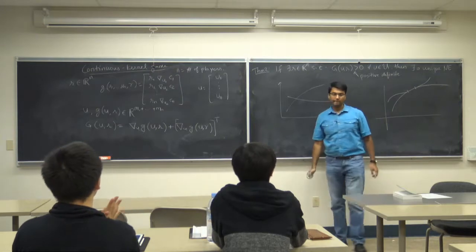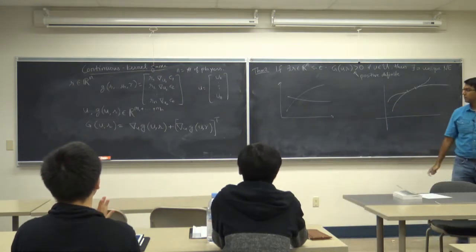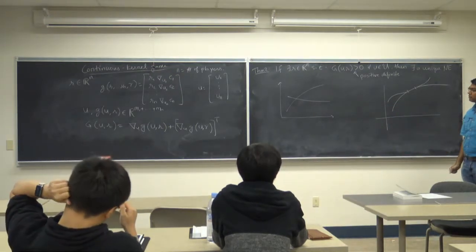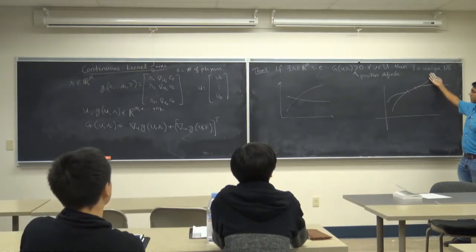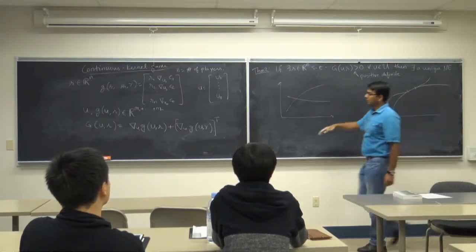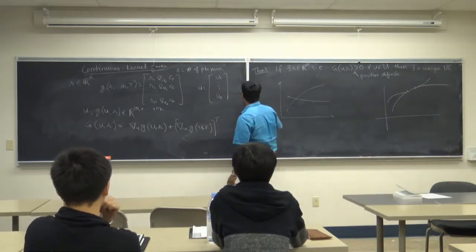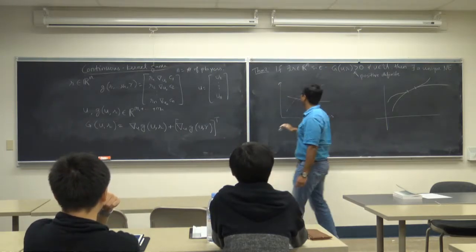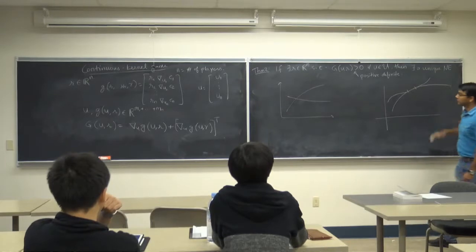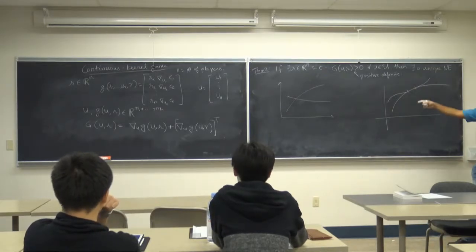Now I have to admit that this is an important and very nice result because it says that there is going to be a unique Nash equilibrium. In fact, this is only one sufficient condition. There are other sufficient conditions under which you can prove uniqueness of Nash equilibrium. This one is the easiest condition to check.